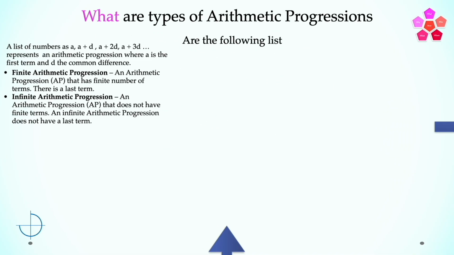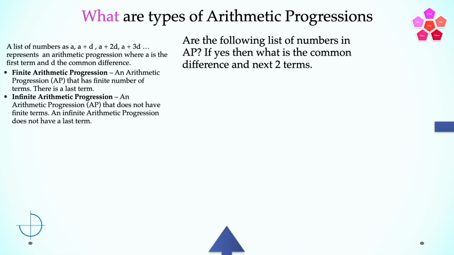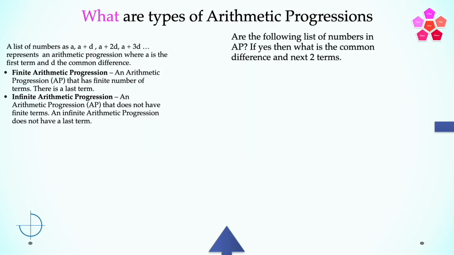Are the following list of numbers in arithmetic progression? If yes, then what is the common difference and the next two terms? It is assumed that by now you know AP means arithmetic progression. So we see a list of numbers as 2, 7/2, 5, 13/2 and 8 and so on.